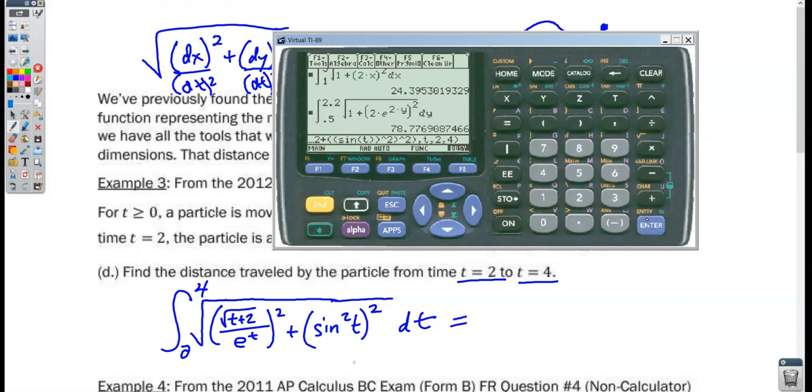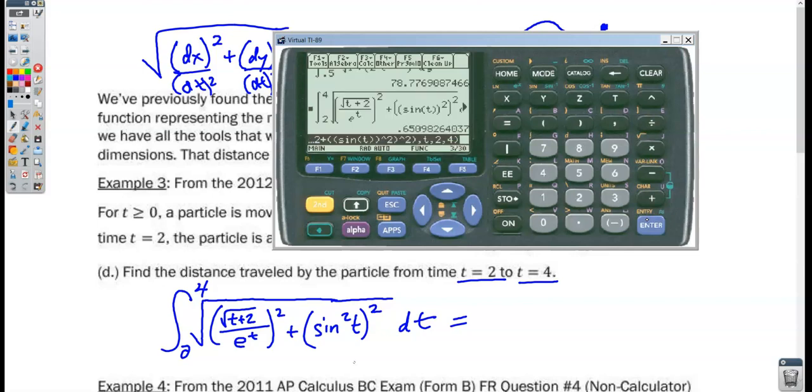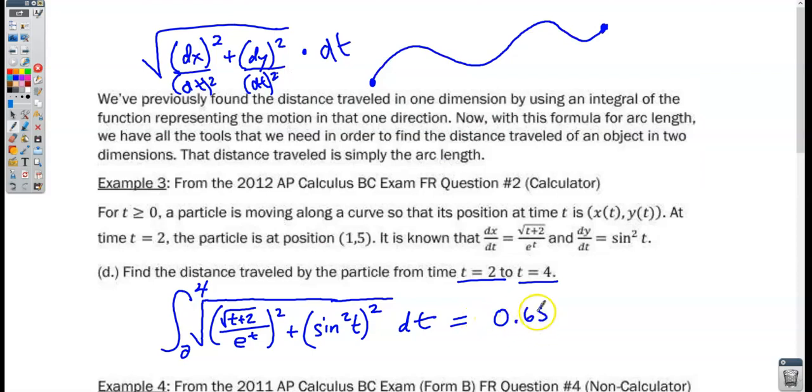It does take quite some time to get some of these integral values on my calculator. I'm just hoping that it will eventually do it. Wow, this is phenomenal. There we go, finally. We get 0.651 for our distance traveled by the particle, with 0.650 also acceptable. And that's the distance traveled by the particle from time t equals 2 to t equals 4.